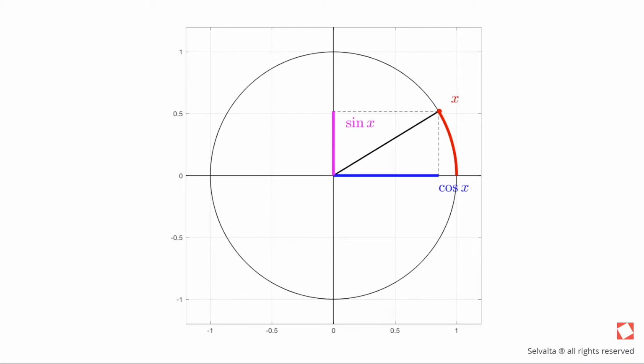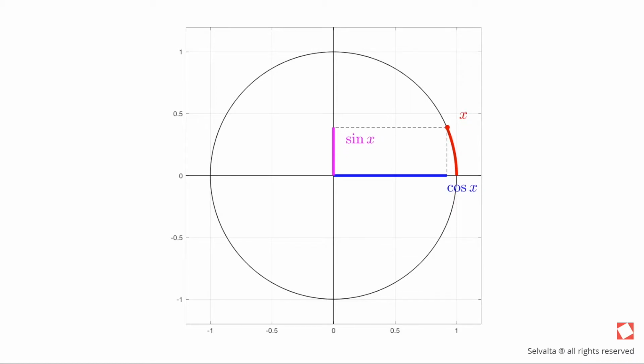We recognize the cosine of x as the oriented projection of the position on the horizontal axis. Oriented projection means exactly that we will consider also the sign of the projection in a way that I'll describe in a moment. Similarly, the sine of x can be seen as the result of the oriented projection of the position x on the vertical axis.